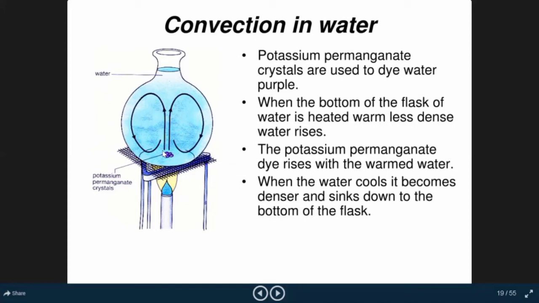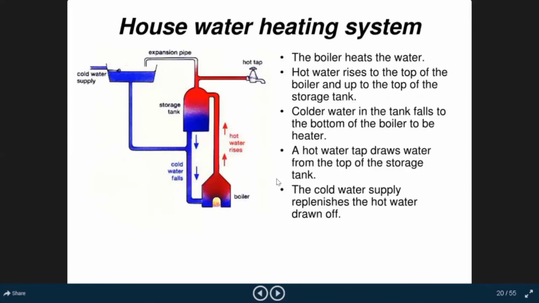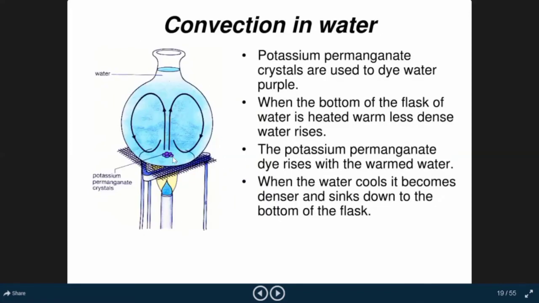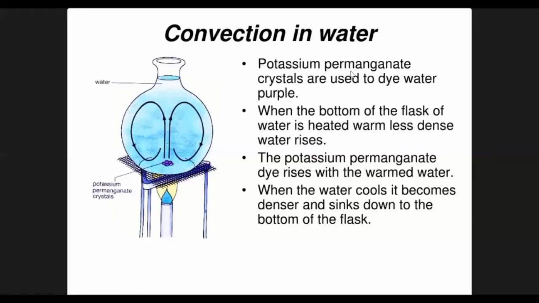That's why the potassium permanganate dye is going to rise and then sink, and then rise and then sink, forming those convection currents. Why is the water sinking from the sides? Because it becomes denser in comparison. So the denser molecules are going to sink.